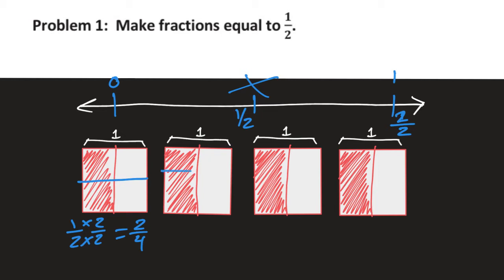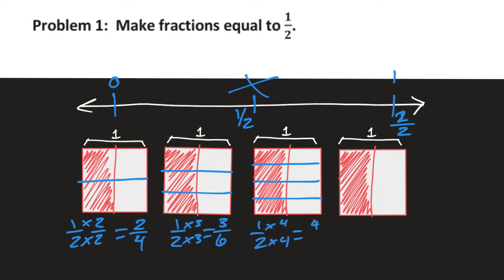The second one, I'm going to make 2 horizontal cuts. So this one became 1/2 times 3 times 3, and this becomes 3/6. This third one, I'm going to make 3 cuts. Let me back up. When I make these cuts, my 1 that was shaded in became 4. So my 1/2 times 4 times 4 became 4/8. And then finally, my last one, I'm going to make 4 cuts, and that would be 1/2 times 5 times 5, and this would give me 5/10.